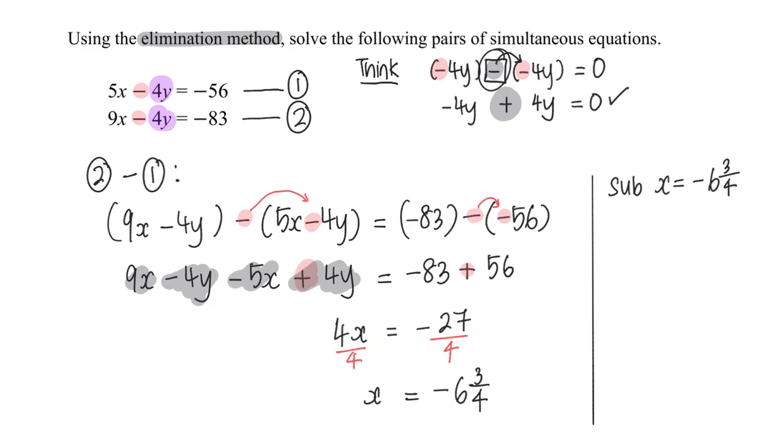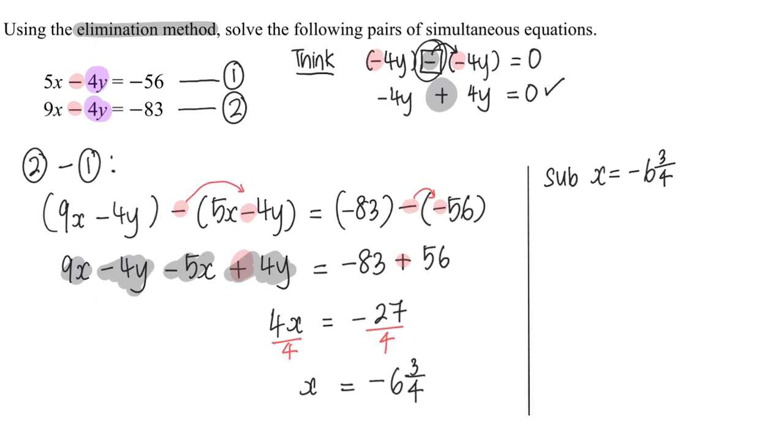It does not matter. You will get the same answer. So I'm going to just substitute into equation 1 and let's see. So 5x minus 4y, this is equation 1, right? But since I'm going to substitute x as negative 6 3/4, I'm no longer going to write it as x anymore. I'm going to write it as negative 6 3/4. And from here, we can solve for y.